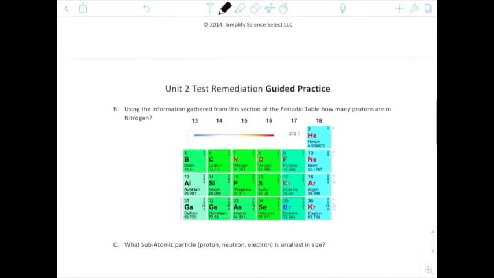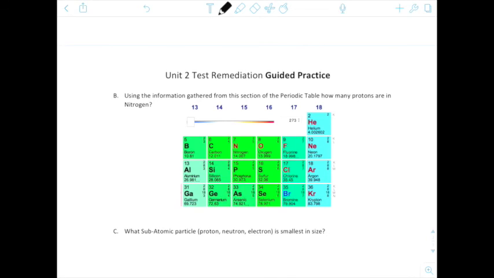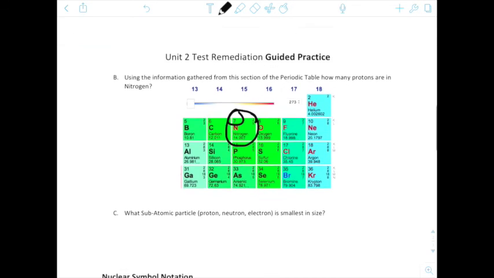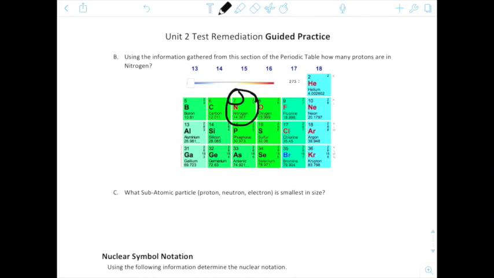Moving on from this, it says using the information gathered from this section of the periodic table, how many protons are in nitrogen? So if you find nitrogen on the periodic table, remember the atomic number is the number of protons. Atomic numbers right there for every element on the periodic table. And lastly, it says what subatomic particle, proton, neutron, or electron, is the smallest in size. Remember, these two guys are relatively the same. Those electrons are really, really small.